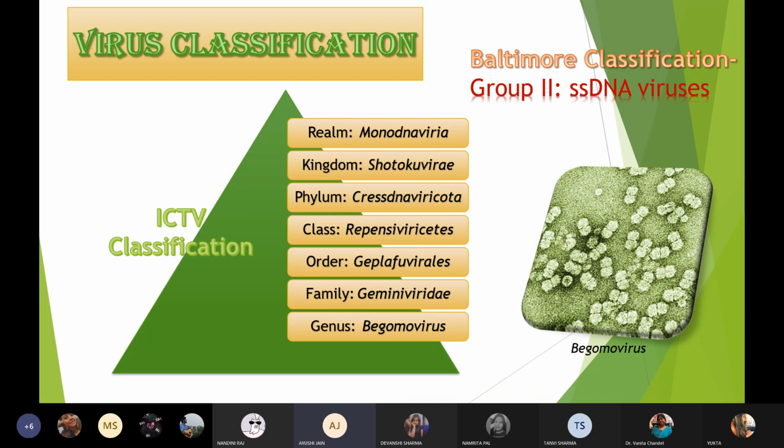Then moving to the virus classification, Begomoviruses belong to group 2 as per Baltimore classification, and according to ICTV, the International Committee on Taxonomy of Viruses, the classification of Begomoviruses follows as realm Monodnaviria, kingdom Shotokuvirae, phylum Cressdnaviricota, class Repensiviricetes, order Geplafuvirales, family Geminiviridae, and genus Begomovirus.